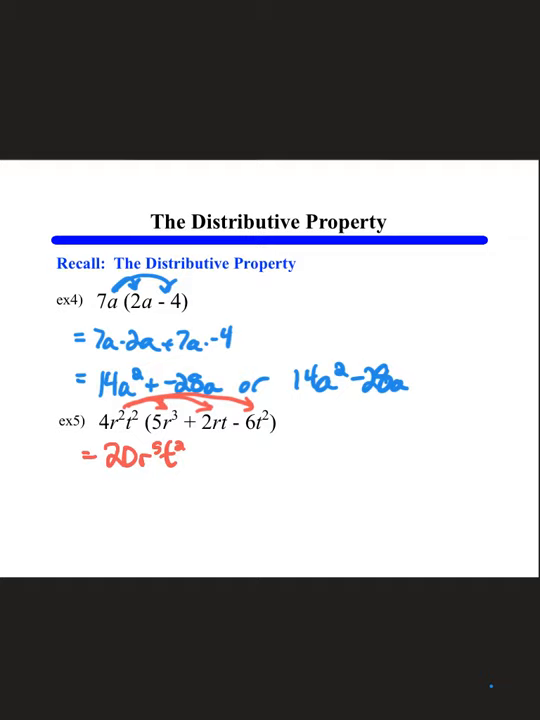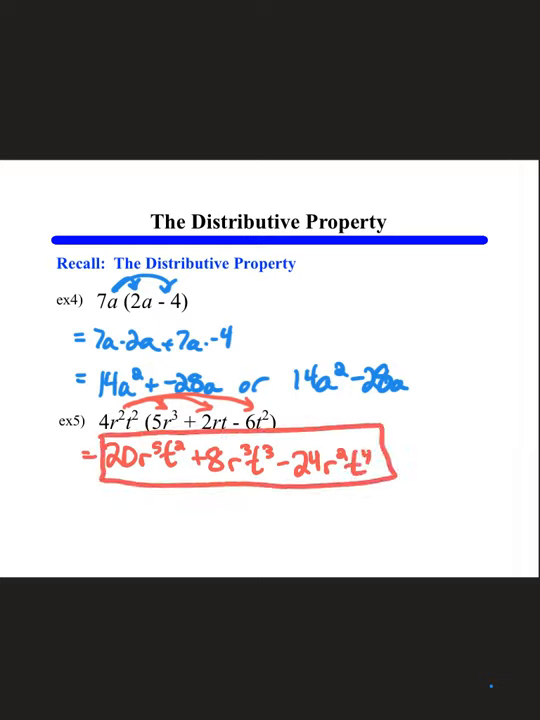When we take the 4r squared t squared times 2rt, that gives us plus 8r cubed t cubed. And when we take the 4r squared t squared times negative 6t squared, that gives us negative 24r squared t to the 4th. That would be our final answer. So this is what we did last week with multiplying.